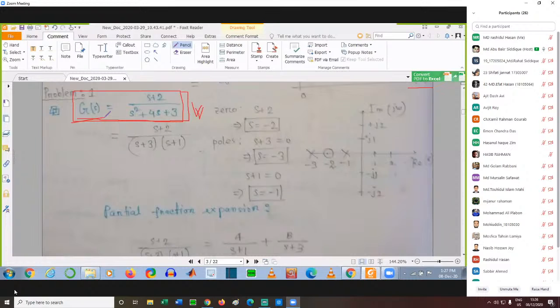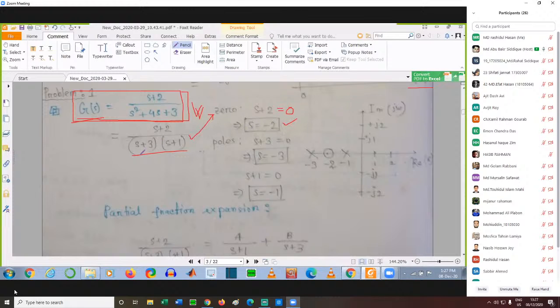Now, if you split the middle term in the denominator, you can write s square plus 4s plus 3 as (s plus 3) into (s plus 1). So it will be (s plus 2) by (s plus 3)(s plus 1). From this transfer function, you can easily find how many zeros and how many poles there are. What is the definition of zero? Zero is the value of s that makes the transfer function zero. So you have to put the numerator equal to zero, then you get the value of s, that is minus 2, so that is your zero.